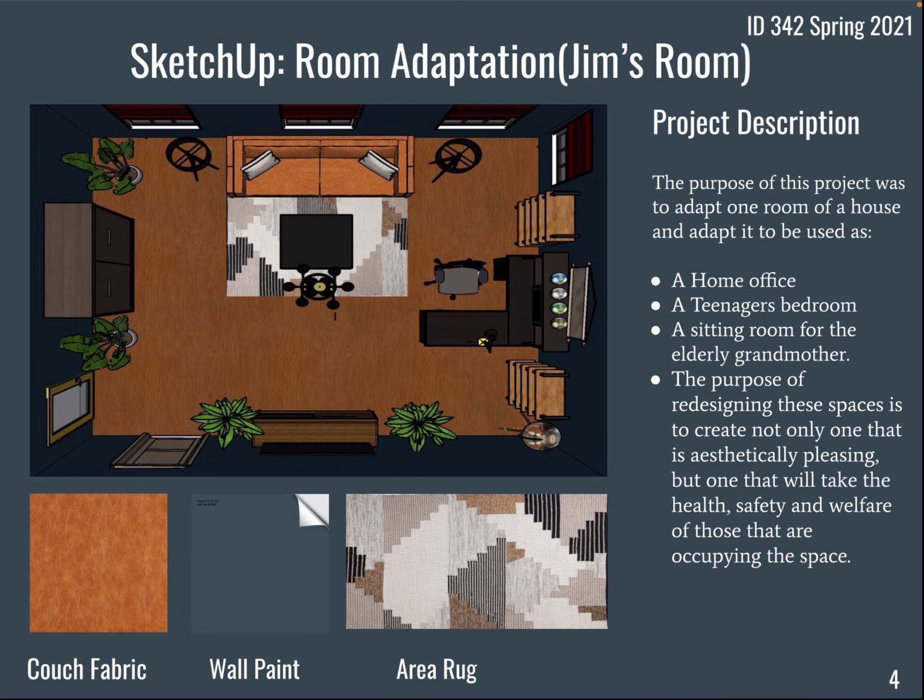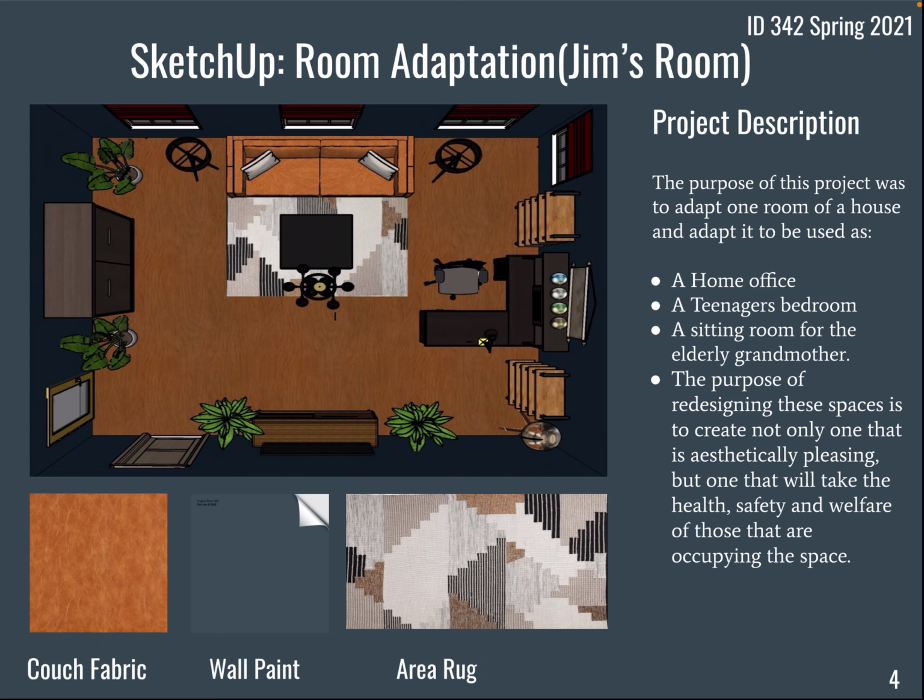As mentioned in the title, this project was mainly used with SketchUp, and the purpose of this project was to adapt one room of a house kind of as an age in place for three different residents, and it was tailored to the different needs of said residents. So the purpose of this room was to create a home office for a war veteran, a teenager's bedroom, and a sitting room for an elderly grandmother. Another purpose of this project was also to redesign these spaces to create not only one that is aesthetically pleasing, but one that will take the health, safety, and welfare of those that are occupying the space.